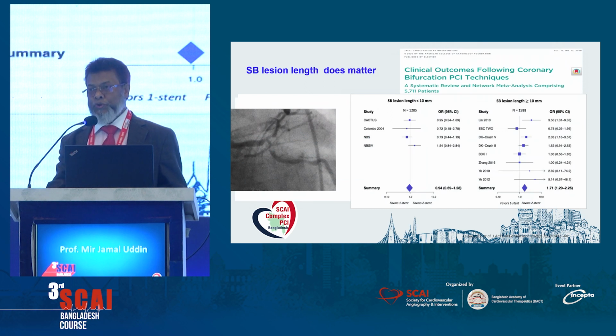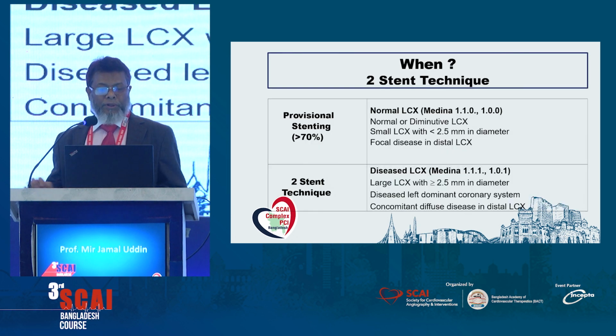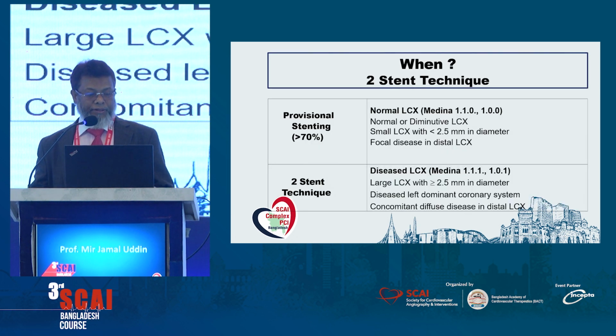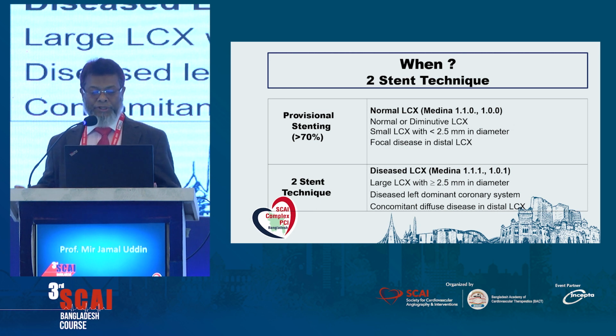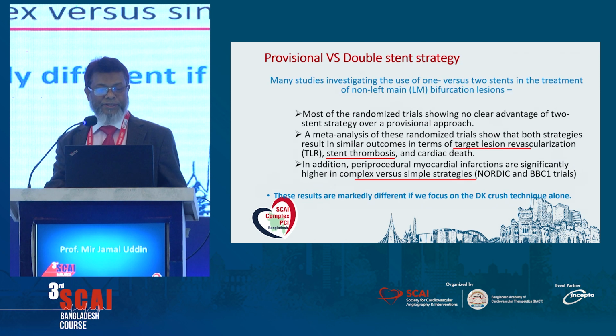Another study also showed that the longer the side branch lesion, the higher the mortality, morbidity, etc. And when to use a two-stent technique: diseased left circumflex or side branch 111 or 101, as I have told, a large side branch, diseased left dominant coronary system, concomitant diffuse disease of the side branch.